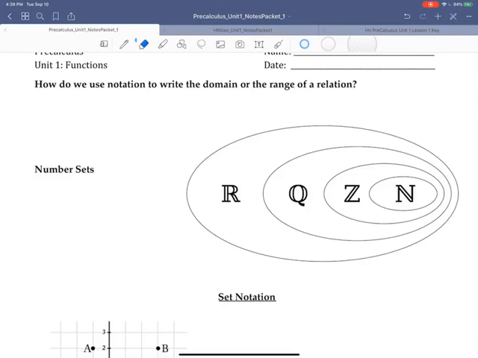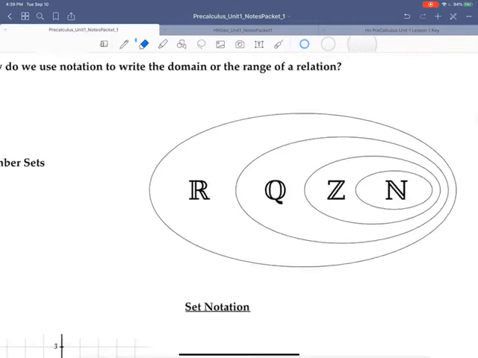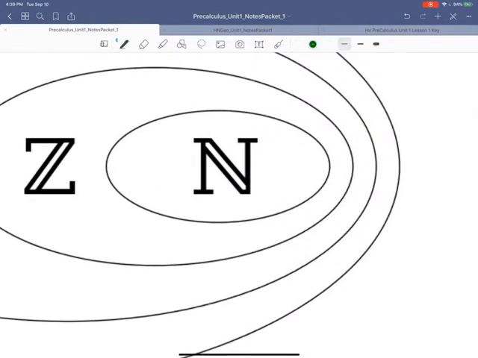Now we are getting ready to use notation to write the domain and range of relations. But before we do that, let's spend a little bit of time talking about number sets. We'll start with the naturals. The natural numbers are the counting numbers, the numbers that you first learned when you were a baby, starting with 1, 2, 3, and then continuing to add 1 as long as you want, all the way to infinity.